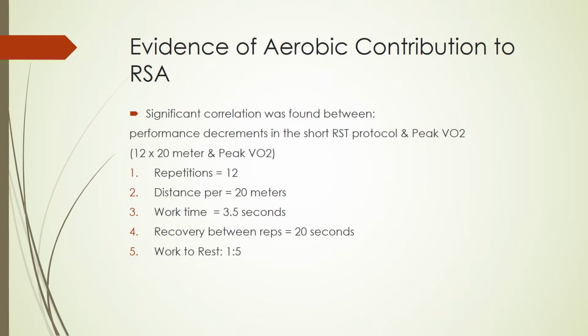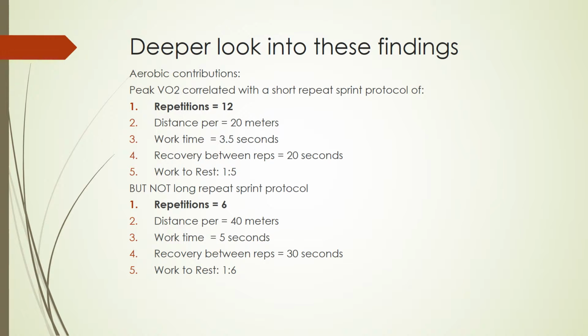They did, however, find a significant correlation between performance decrements in the short repeat sprint test protocol and peak VO2. And again, this here is a brief example of what they did: 12 repetitions, 20 meters, work time 3.5 seconds, recovery between reps about 20 seconds, and a work to rest ratio about 1:5. Towards the end of the presentation, after we look at the findings, we're going to talk about what we think these findings mean.